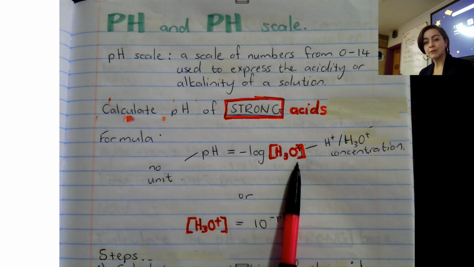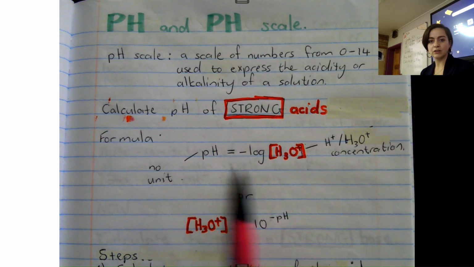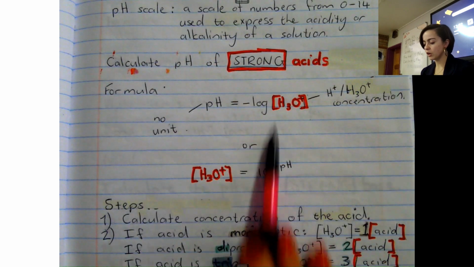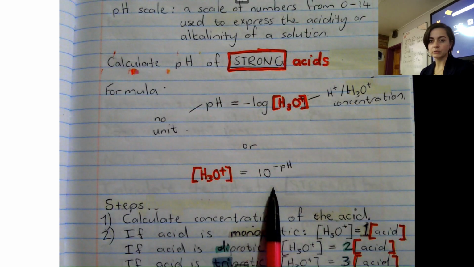If they do give us the pH and they want us to calculate the concentration of the hydronium ions, we'll just use the inverse of this. All right. So please first start off with that, and then you can go to the inverse of it, which is this formula.